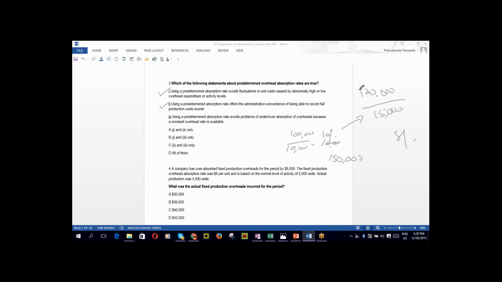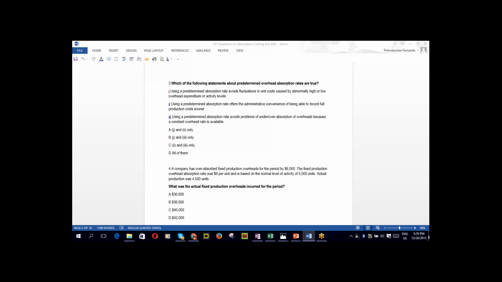But actual overheads are 120. So there's a 30,000 under absorption. So this is how you calculate the under absorption. Under absorption or over absorption happens because we are using predetermined. So this is wrong. You can't avoid it. In fact, it arises purely because of the predetermined. So that is what the answer should be for question number 3.